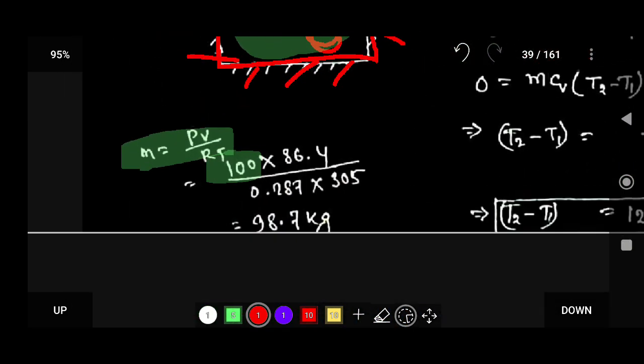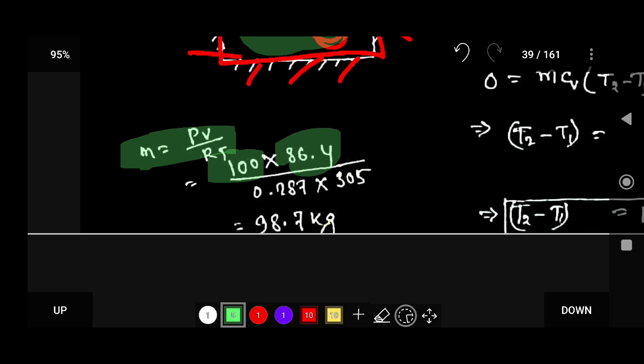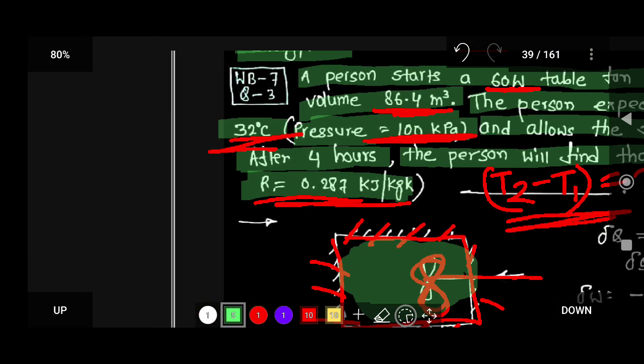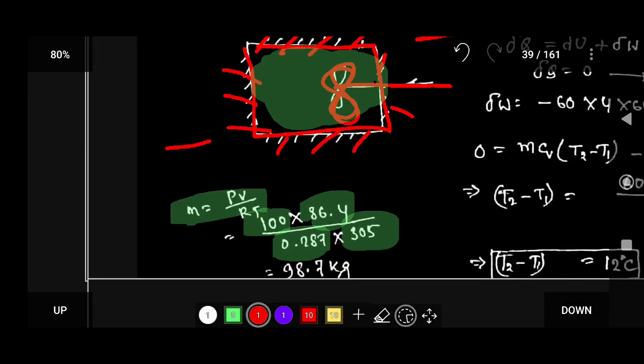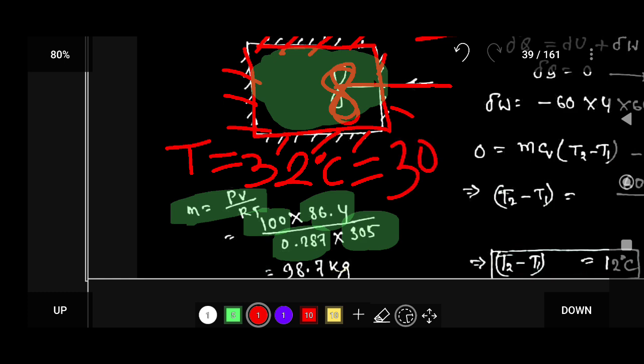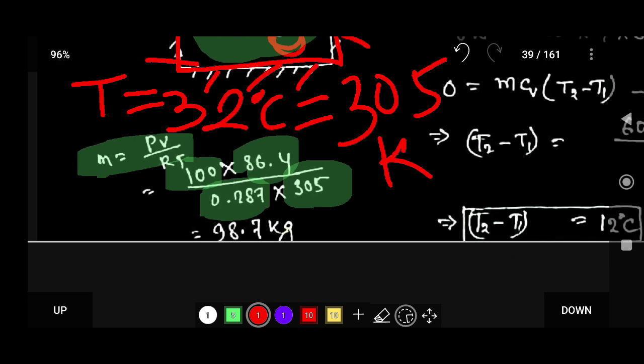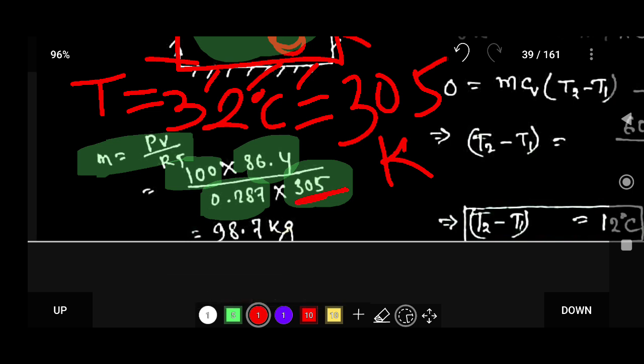So from here, pressure is 100 kilopascal, and V is given, that is 86.4, and R is 0.287, given in the question, and temperature 305 Kelvin. Here the temperature is given as 32 degrees Celsius. If you add 273 to this degree Celsius, you get 305 Kelvin. So from here you can find the mass of the system, that is 98.7 kg.